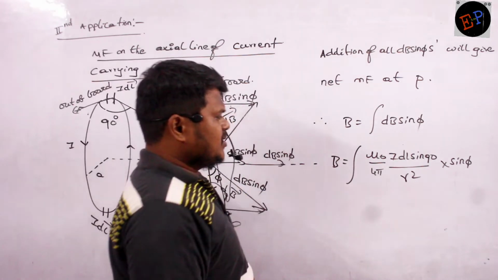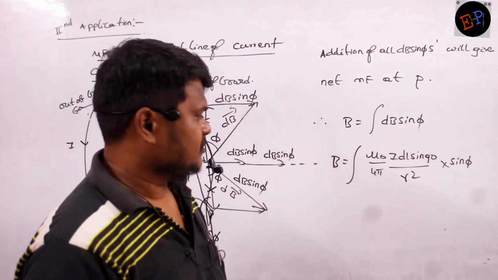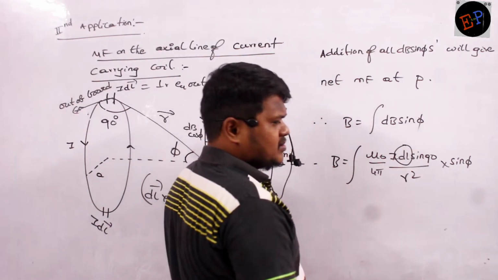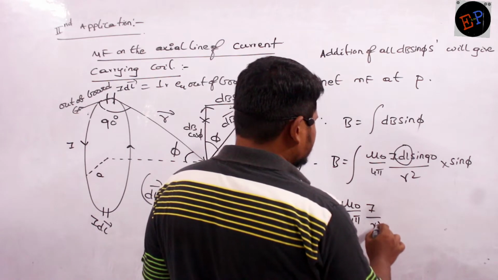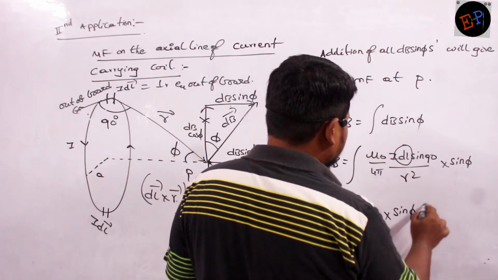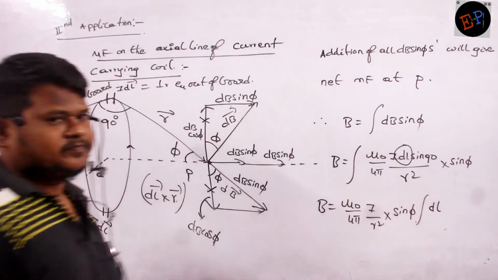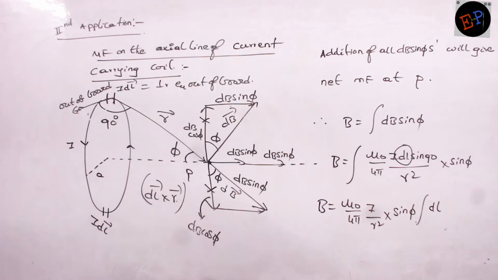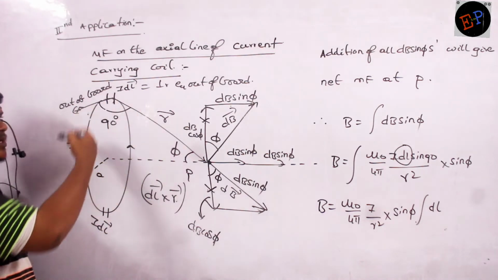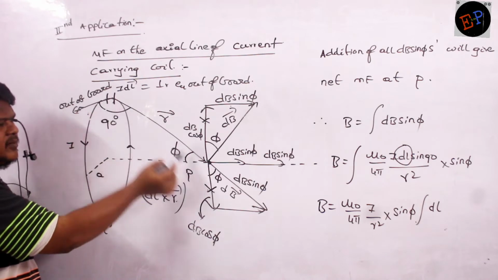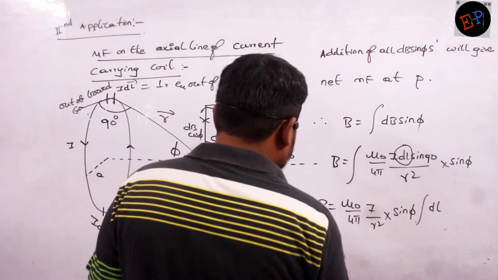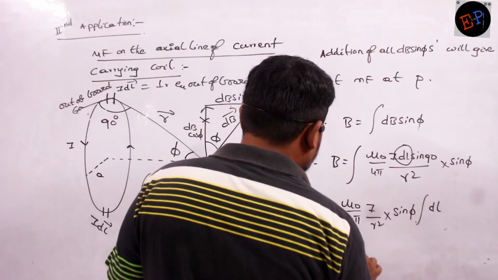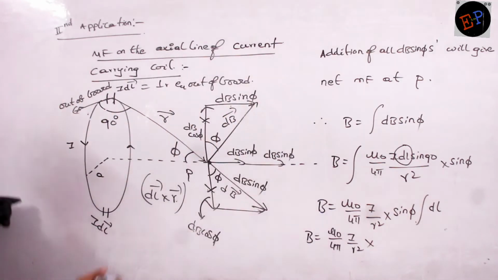Now here, which are the constants and which are the variables? dl is the only variable. Remaining all are constants, so take them out of the integration. So mu naught by 4 pi, I by r square, sin 90 value is 1, multiplied by sin phi, integration of dl. Integration of dl is 2 pi a, the circumference, where I have taken the radius as a. You can take r also, but I have already taken r here, so I have taken a. Therefore, B is equal to mu naught by 4 pi, I by r square, multiplied by sin phi.